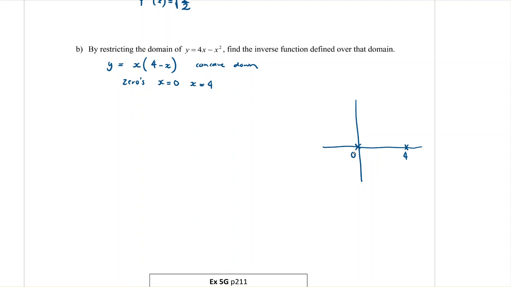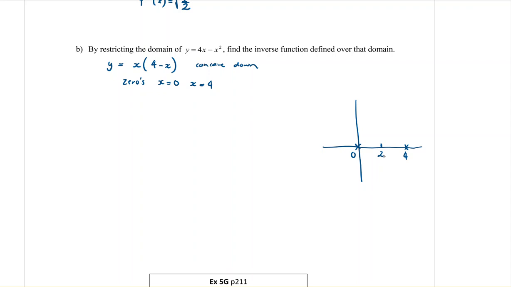Would it be negative 4? No, because it's 4 minus x. You'd move the x across to make it positive to the other side. Yeah. So the turning point, yes, will be at 2, right in the middle. Now, because I want a domain and a range, I'm going to need to know the height of that vertex. So you sub x equals 2 into your equation. So you go 4 times, I'll put it into the original one, 4 times 2 minus 2 squared.